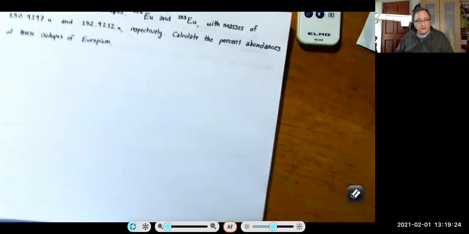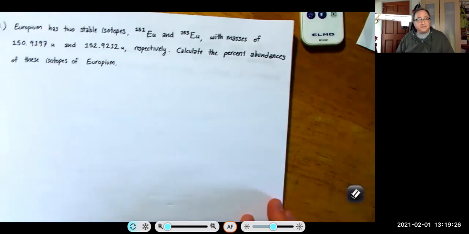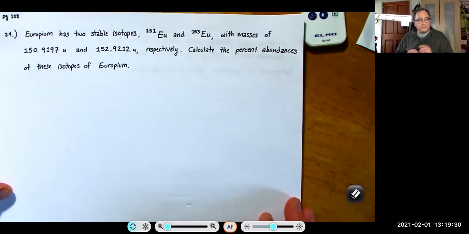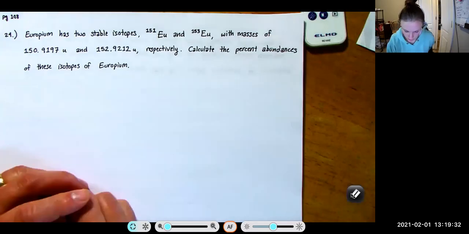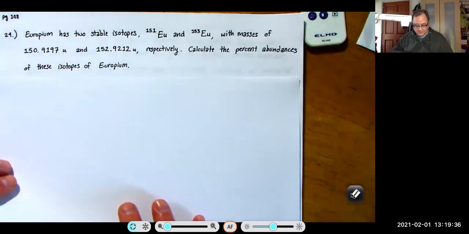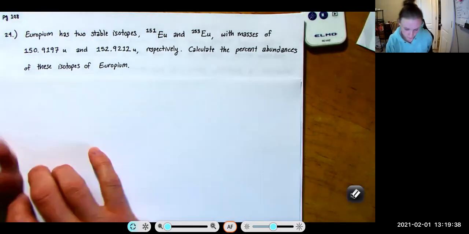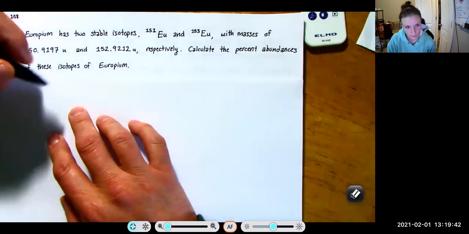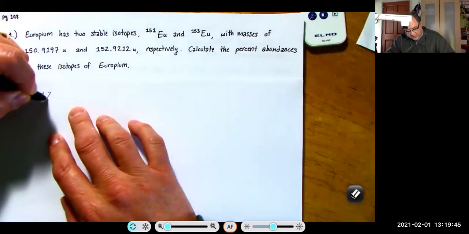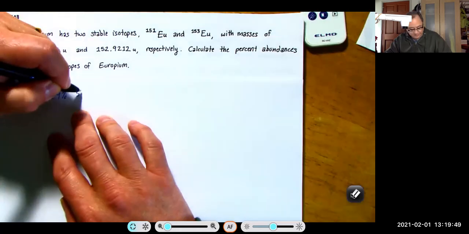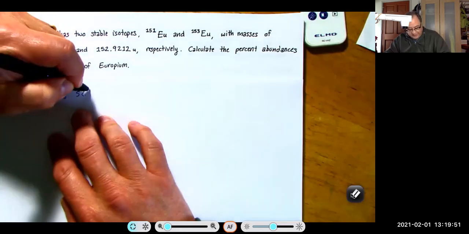Here we go. Number 24. Did you work it out? I did. And what did you get for your answers? Well, I got 47.829%, and then 52.171%.